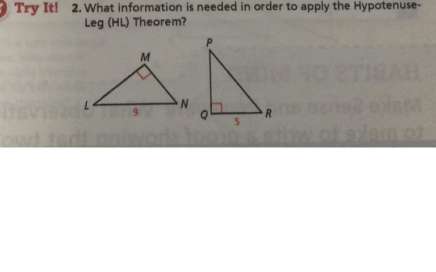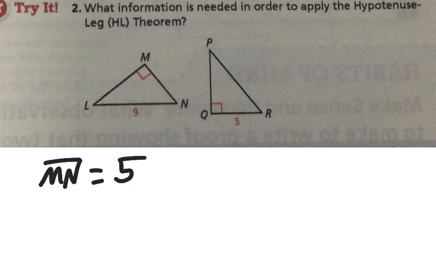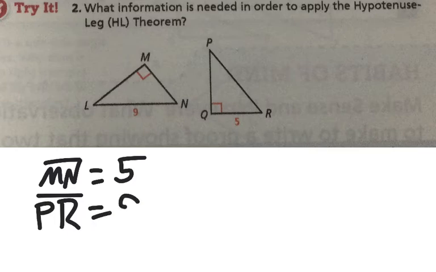So which leg do we think looks like it should be 5? The smaller one, which is MN. So we need MN to be equal to 5. And then that would work for the first triangle. In the second triangle, what do we need? We need to know the hypotenuse. And it has to be 9, right? So we would say that segment PR must be equal to 9.